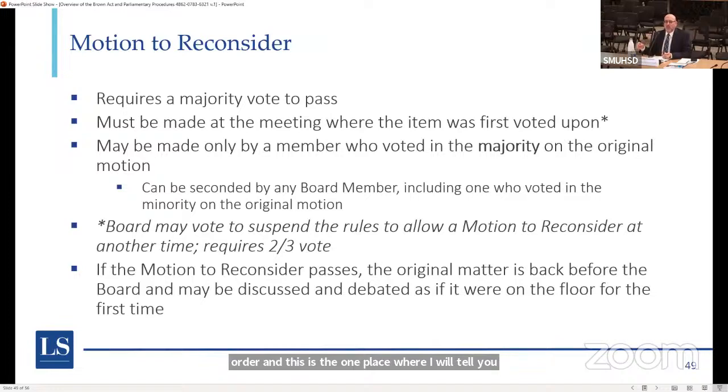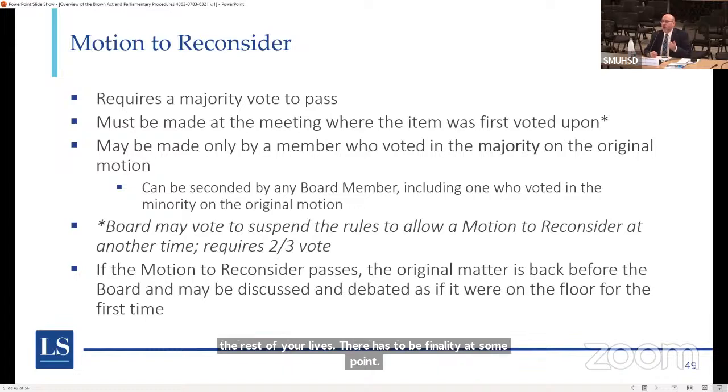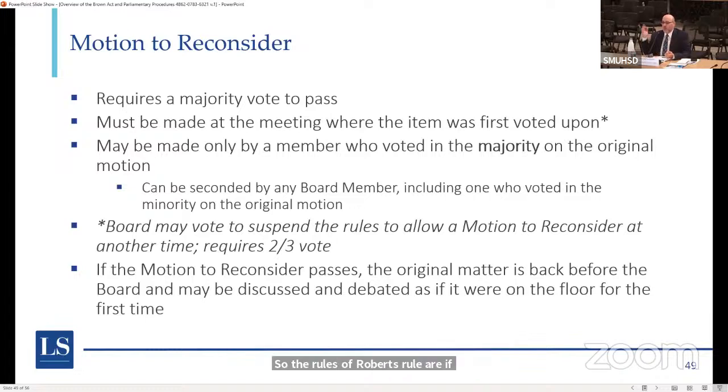The reason for this rule is if you don't do it, somebody who loses a vote, say a 4-1 vote and they were the one, may be bringing this back to the board every meeting for the rest of your lives. There has to be finality at some point. So the rule under Robert's Rules is, if you want a motion for reconsideration, I move that we reconsider that item. It has to happen at the same board meeting.